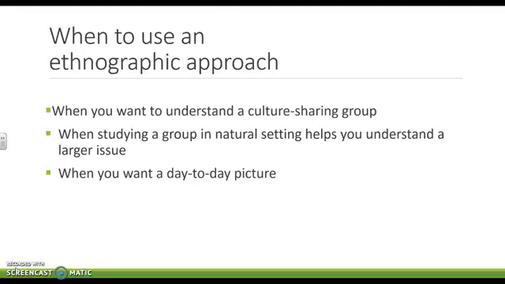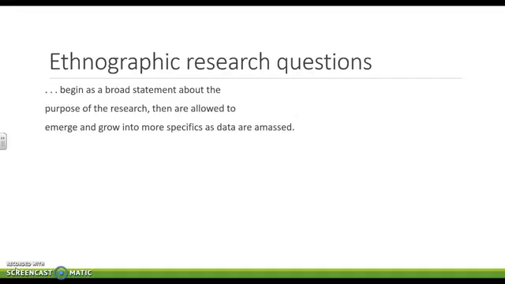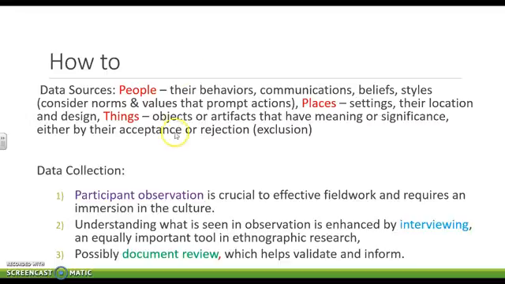So a natural setting is incredibly vital. You're going to start with a very, very broad research statement, and it really becomes very emergent and grows into the specifics as you are experiencing their culture. It allows you to explore a little bit more, and you're not tied down like some of these other methods. To do this, you have 3 different data sources: people, places, things.